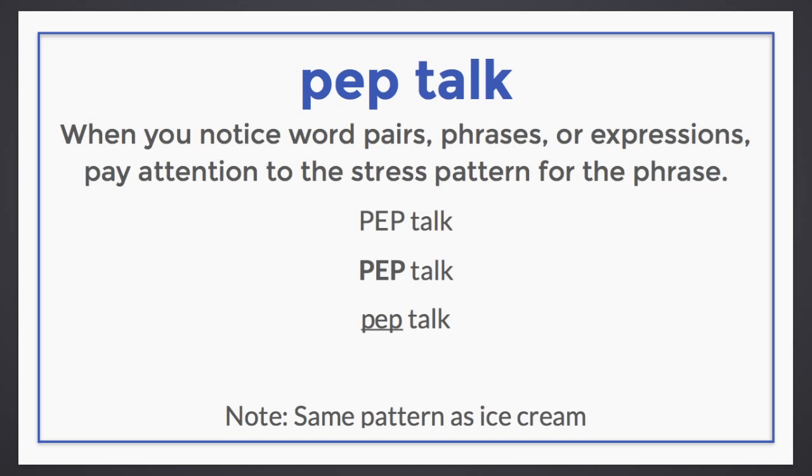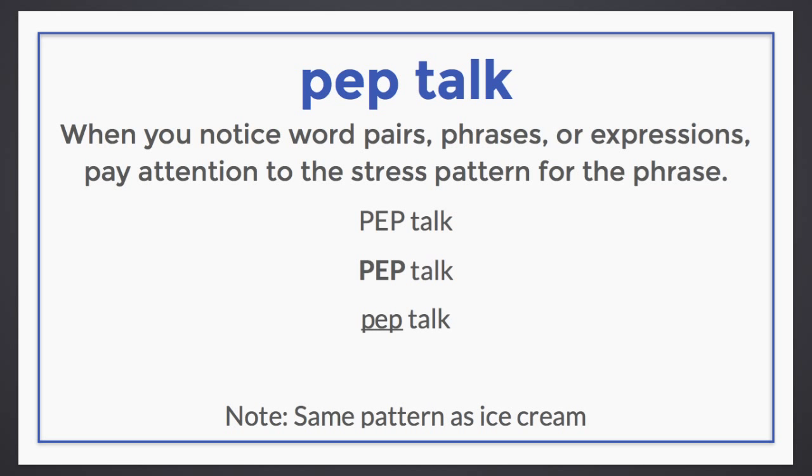So we have word pairs, or we have phrases or expressions, and you may learn them all at the same time. So you want to note the particular stress pattern for this phrase. In this case, pep talk. I have a couple of examples of how to list pep talk and how to write it down in your notebook, right? I suggest writing it by hand, but for the purposes of this video, I'm doing it on this slide. So pep talk, make sure somehow you distinguish to yourself that pep is stressed and talk is not. Pep talk, pep talk.